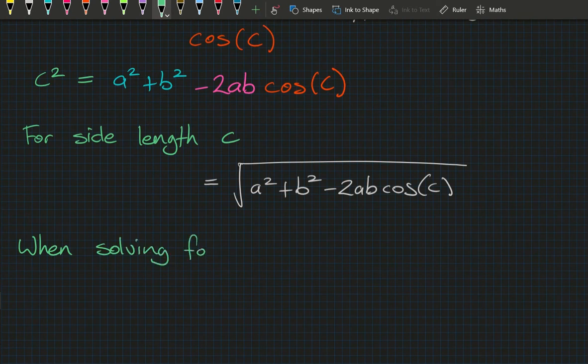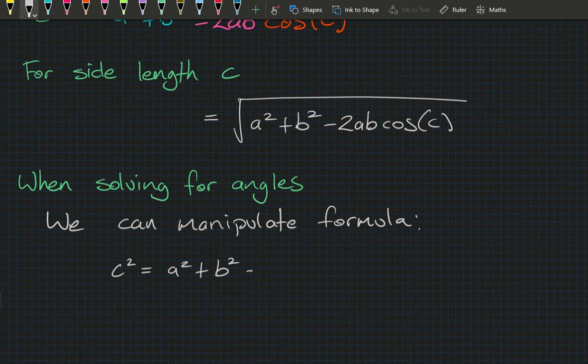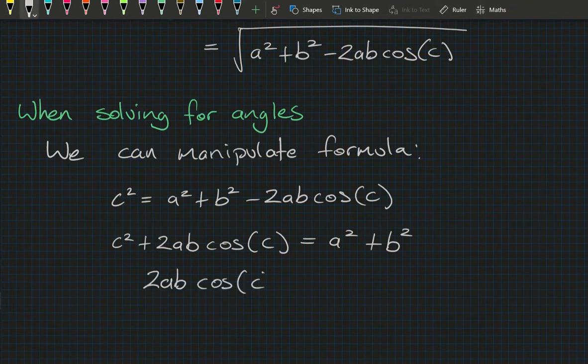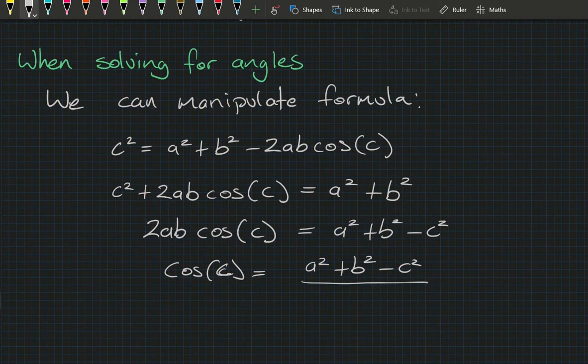But when we're solving for angles, it helps if we manipulate that formula. So let's start off with the formula. Obviously we're looking for an angle here, so I'm going to start doing things to solve for c. The first thing I'm going to do is move the cosine term to the other side. That was simply adding 2ab cos c to both sides. Now I'm going to subtract c squared from both sides. And obviously we're solving for c, so let's divide both sides by 2ab, and we end up with cos of c is equal to a squared plus b squared minus c squared over 2ab.